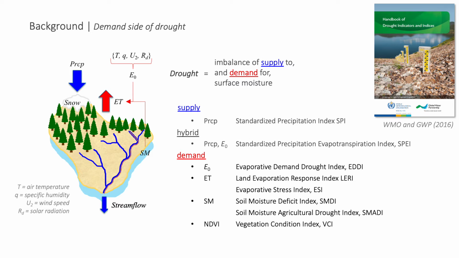First off, what do we mean by drought's demand side? Well, if we define drought as an impactful imbalance between the supply of moisture to the surface and the demand for the return of moisture from the surface, then it's easy to see the supply side as precipitation. What's not so clear is the demand side, the return flux. The actual return flux to the atmosphere is ET, which is a function of moisture availability at the surface and the demand for that moisture in the atmosphere, or the evaporative demand.